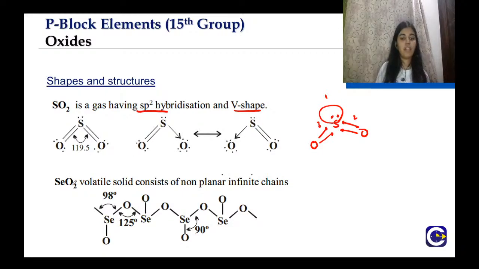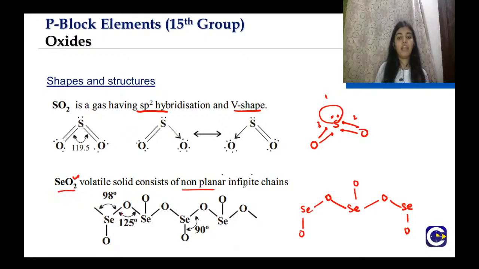SeO2 structure, if you consider, is an infinite chain structure. Here Se has one oxygen here and one oxygen here, then again Se, with oxygen bridging onward. So it exists as a linear chain. SeO2 exists as a non-planar infinite chain. It is very important that the chain is non-planar. All the atoms are not lying in one plane.